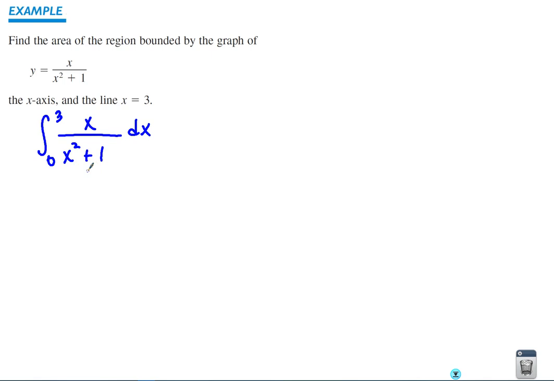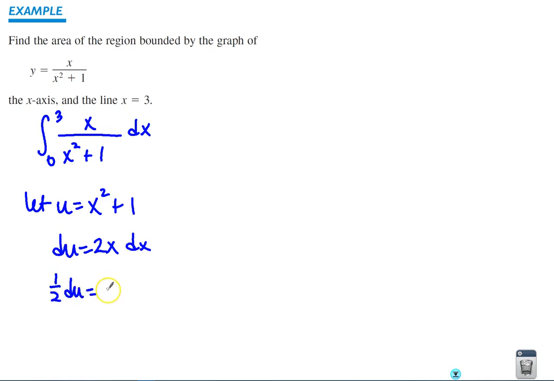I've got the numerator and I've got my denominator. If I take the derivative of the denominator, x squared plus 1, that would be a 2x, and I have an x dx right here. I don't have a 2, but I can pretty easily make that work. So I'm going to say let u equal x squared plus 1, so du is equal to 2x dx, but I just need x dx, so 1/2 du is equal to x dx, which is what I need.